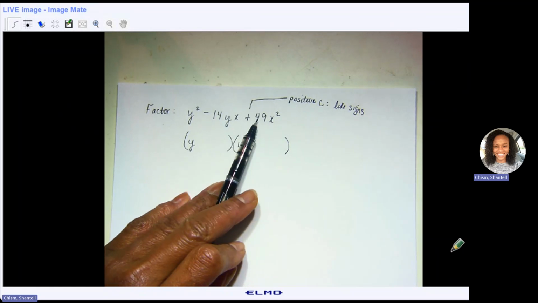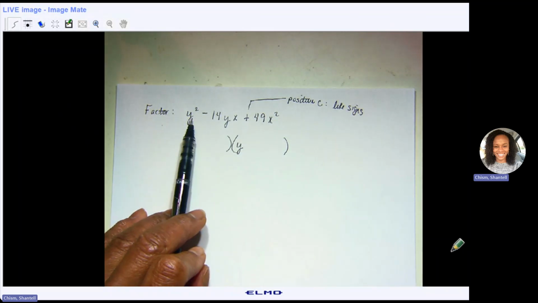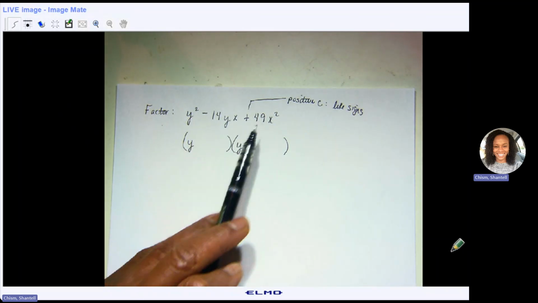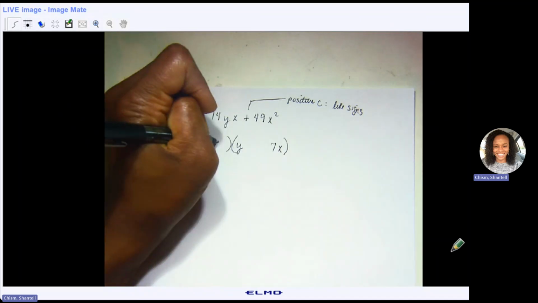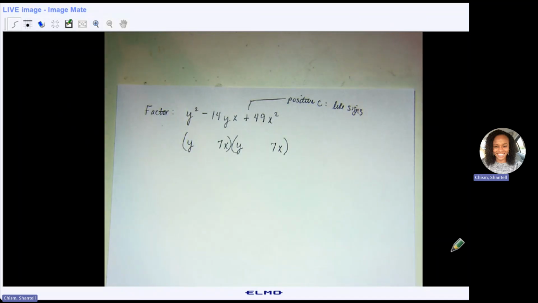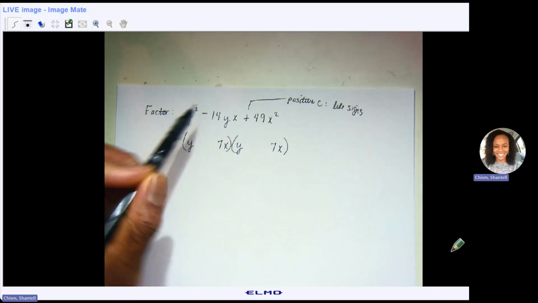So 49x squared is a perfect square, and so is y squared. Okay, so to factor 49x squared, I'm going to use 7x and 7x. And then like signs, and they're both minus.